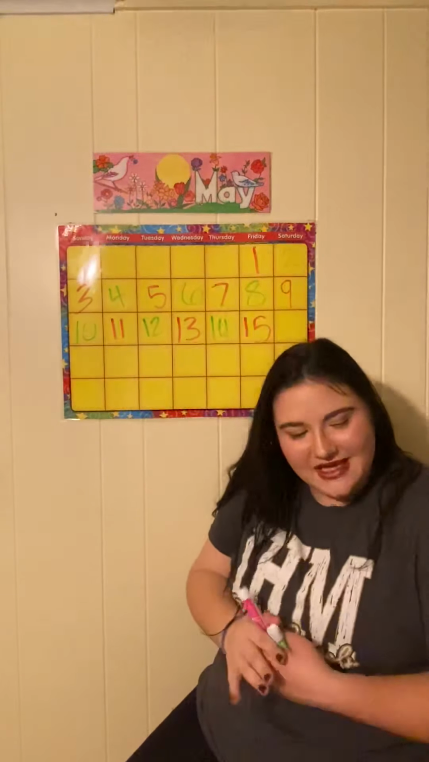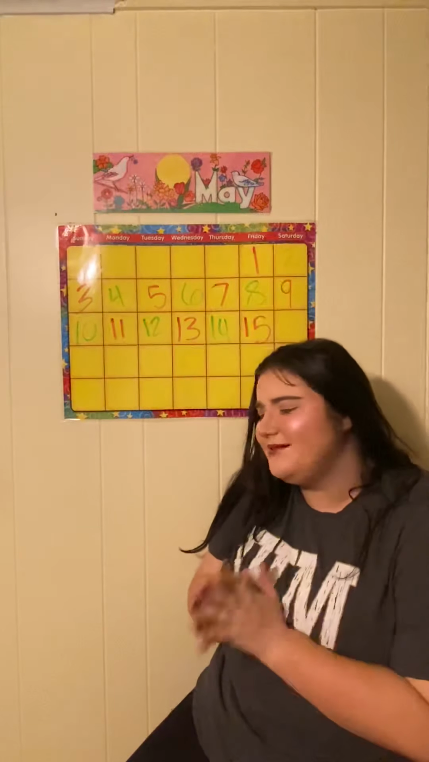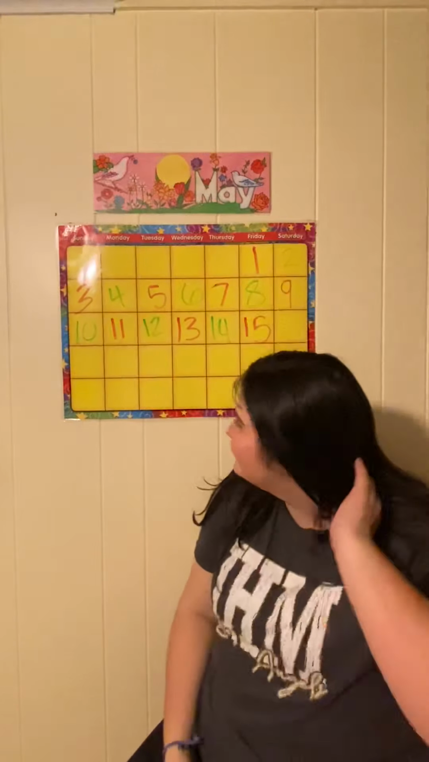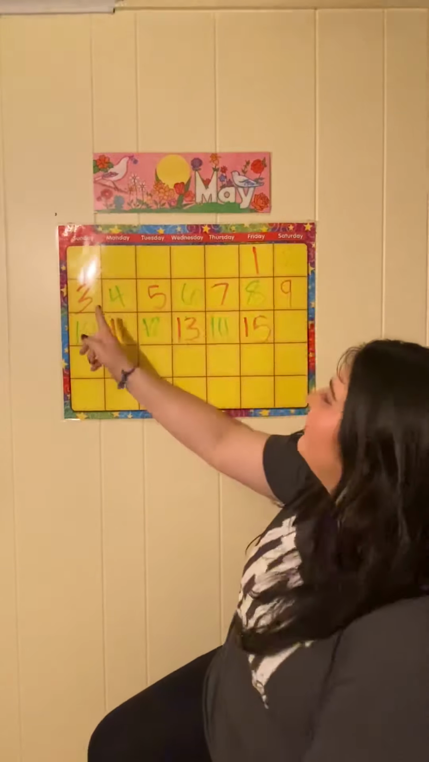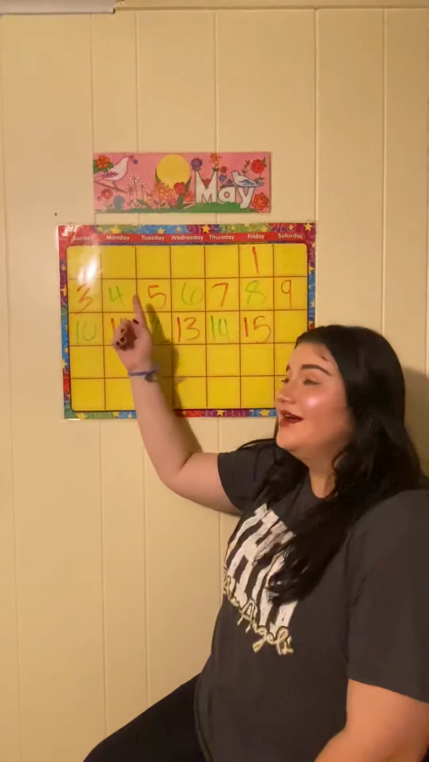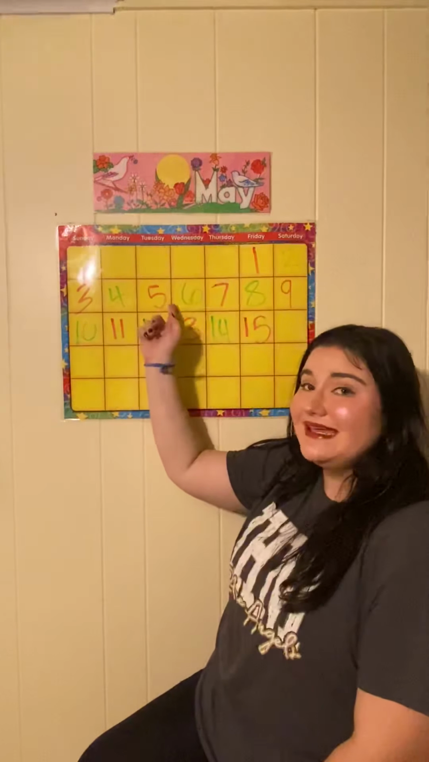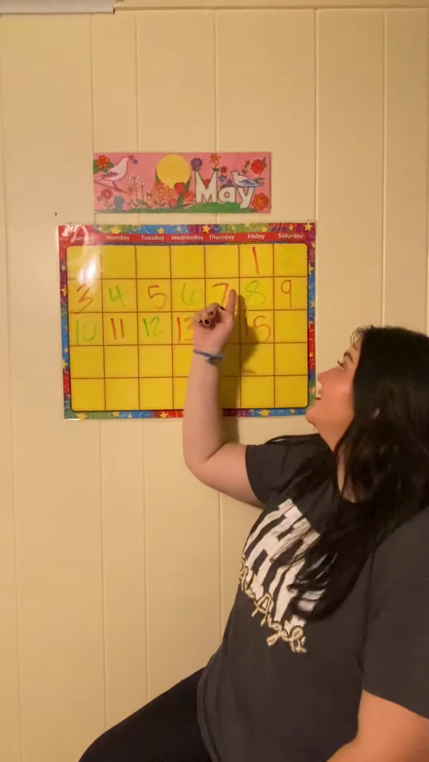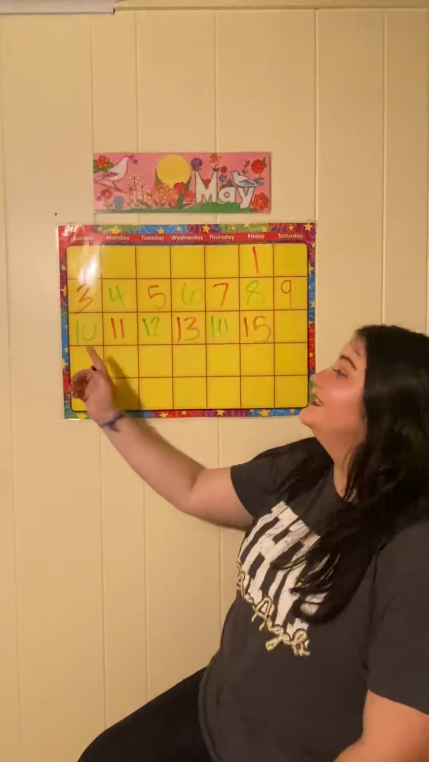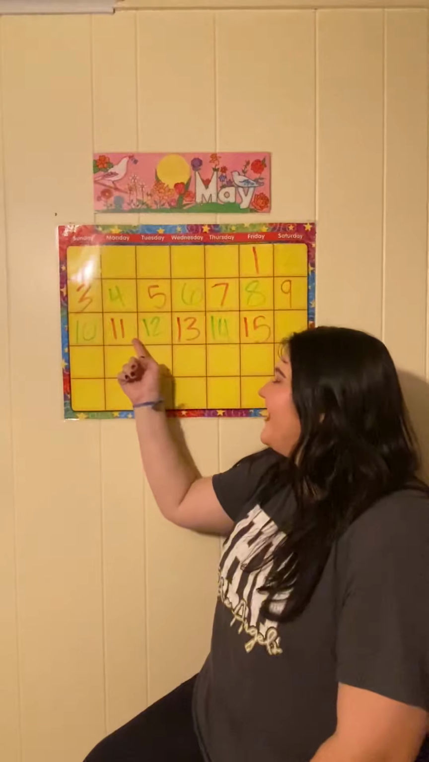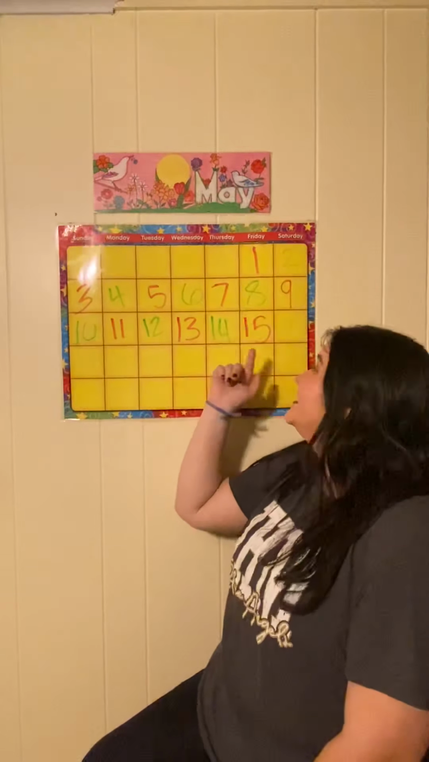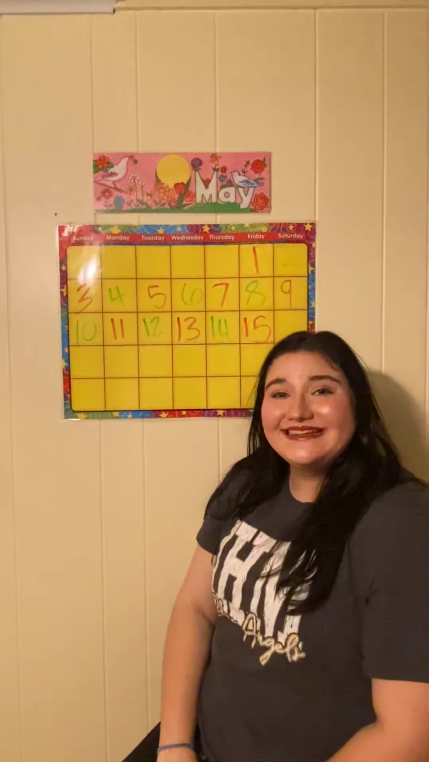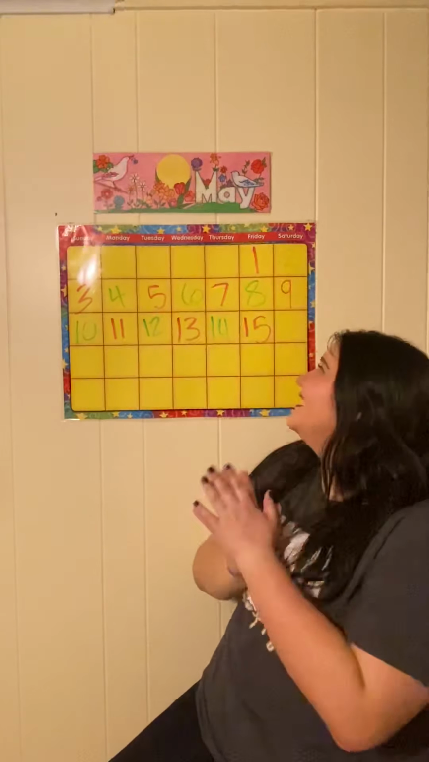Very good. And now we're going to go through and count all the numbers and days in the month so far. So get ready to count with me, guys. 1, 2, 3, 4, 5, 6, 7, 8, 9, 10, 11, 12, 13, 14, and 15. Very good. Today is Friday, May 15th.